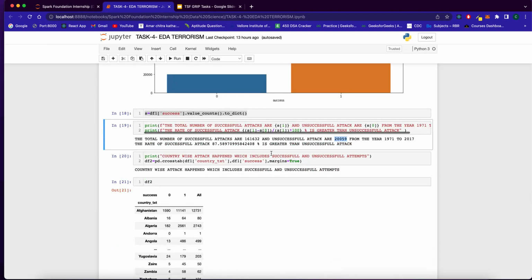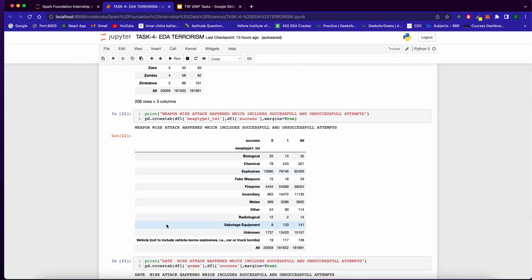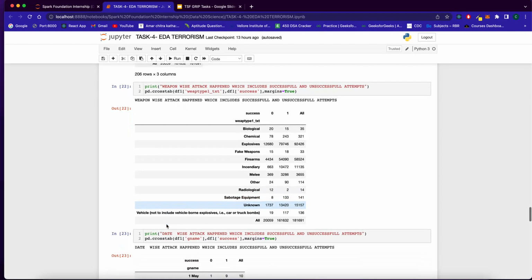The second thing was getting the country-wise attacks, because as an analyst I need to show my stakeholders in which countries the attacks have been growing. Through my cross tab I showed this to my stakeholders. Similarly, I showed another table for weapon-wise attacks, which weapon was mainly used for attacking. So that was quite an important thing for me.